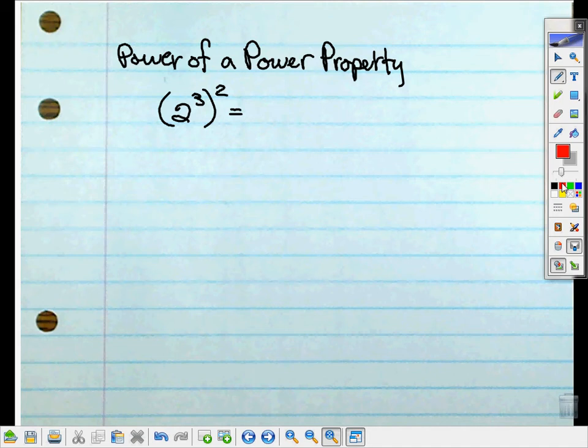what does 2 to the third power mean if we were going to take it to the second power? It means we have two of those. 2 to the third power times 2 to the third power. And what does each of these actually mean? It means 2 times 2.